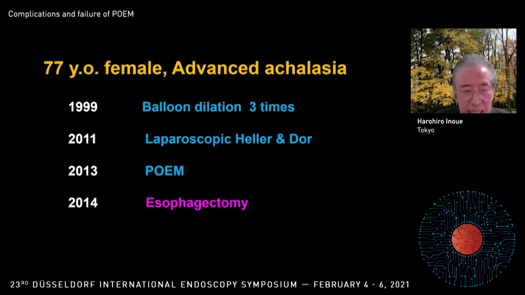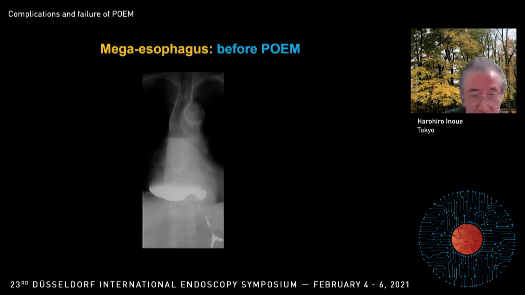This is a case of esophagectomy. First, the patient received balloon dilation 3 times at another hospital, and a laparoscopic Heller procedure in 2011, not at our hospital. Then the patient received the POEM procedure in 2013. In 2014, because the POEM didn't work, we decided to perform esophagectomy.